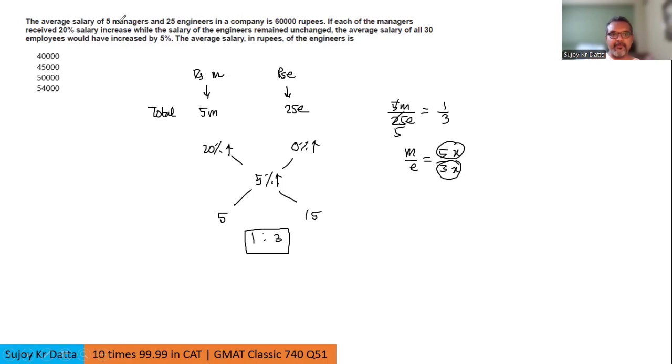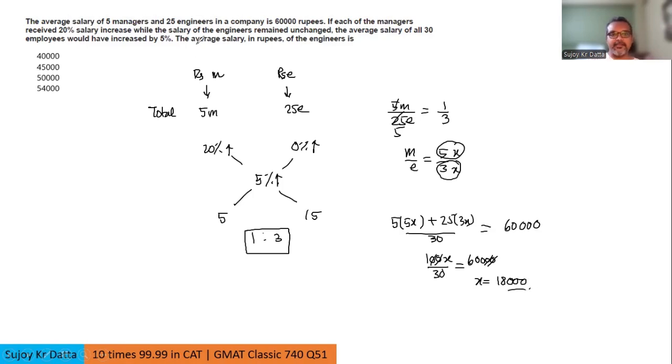Now we know that the average salary of 25 engineers and 5 managers is 60,000 rupees. So we can plug it in. So (5 times 5x plus 25 times 3x) divided by 30 is equal to 60,000. So here we have 100x is 60,000. So x will come out to be 18,000.